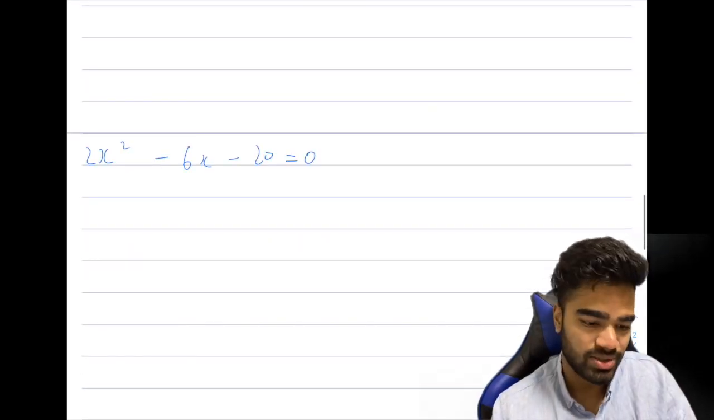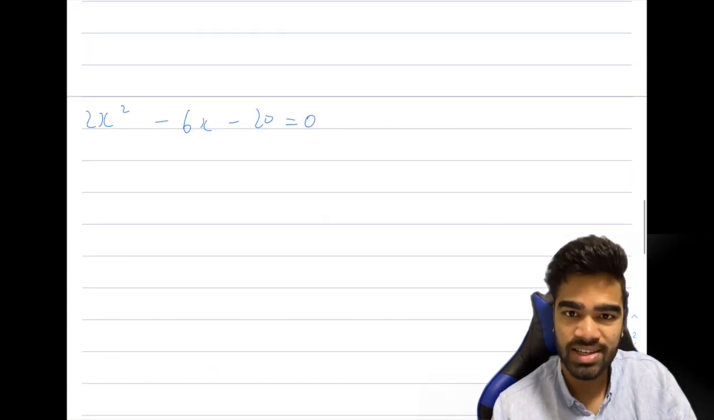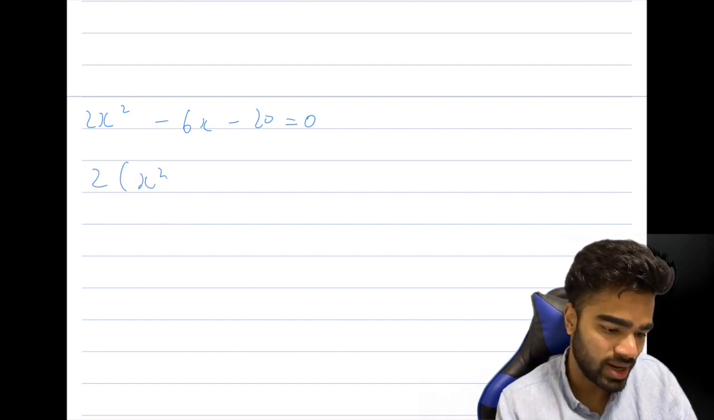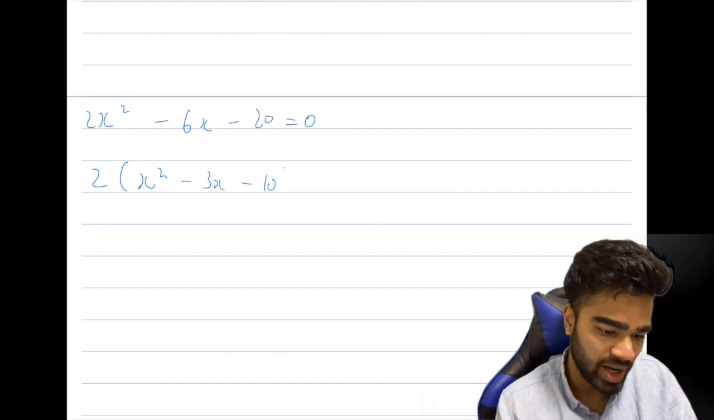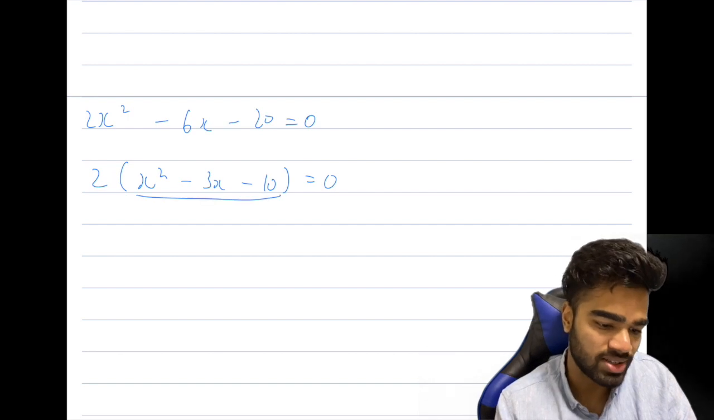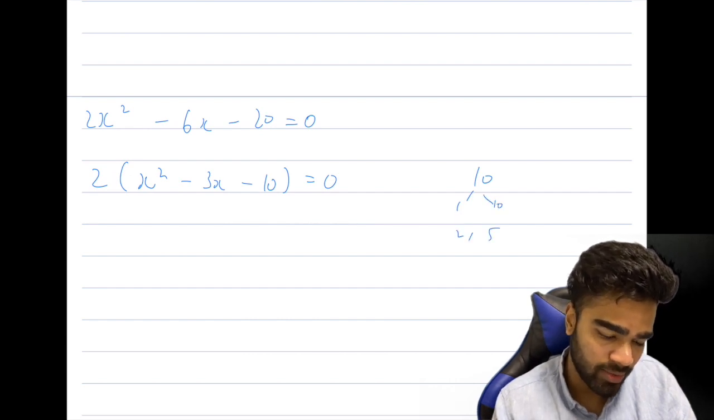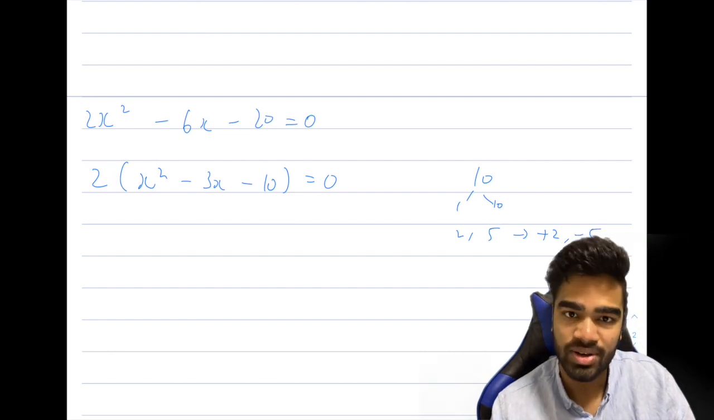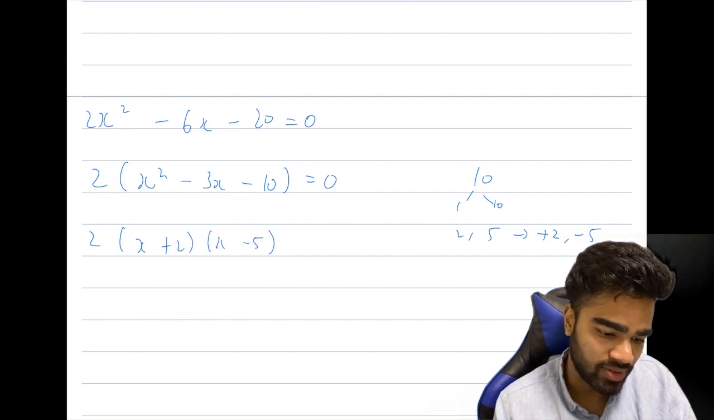All right, let's do this question. This is question number 4, I think. So how do you factorize this? Well, we talked about it last lesson. If there's a number in front, you've got to get rid of it by factorizing. So 2x squared minus 6x plus 4x, minus 10 is equal to 0. Now you just factorize this. So factors of 10 that add to negative 3: your factors of 10 are 1 and 10, 2 and 5. Well, 2 and 5 are going to do it. If I have plus 2 and negative 5, that's going to add to negative 3. So I'm going to have 2 times x plus 2, x minus 5 is equal to 0.